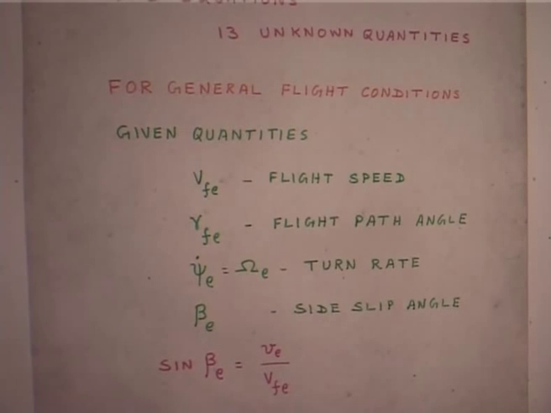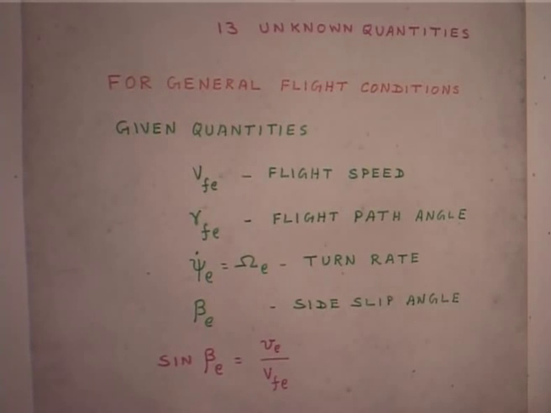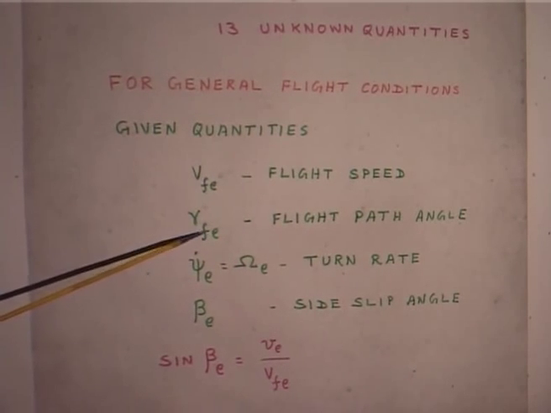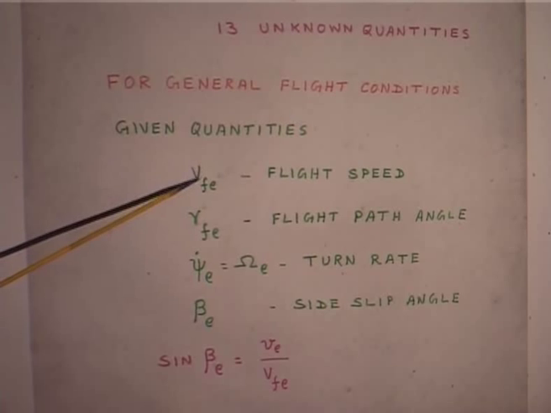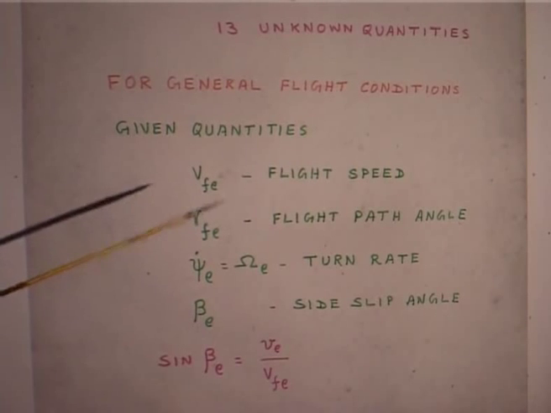The definition for side slip angle, sin beta is VE by VFE. Please understand, now the quantities which are mentioned there are different from, except this. This is different, this is different. I do not have VFE defined there. You follow? I do not have gamma FE defined there.